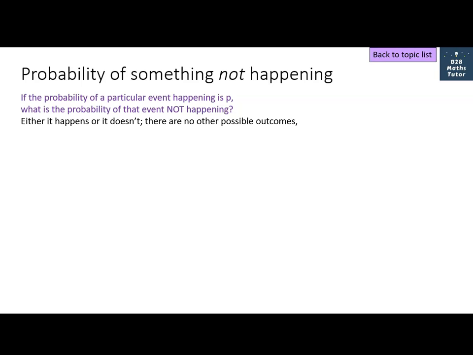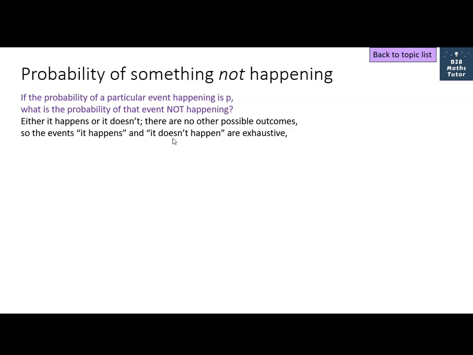How about the probability of something not happening? Well, if the probability of a particular thing happening is P, then either it happens or it doesn't. There are no other possible outcomes. So the events it happens and it doesn't happen are exhaustive. Remember that word? They cover all the possibilities.